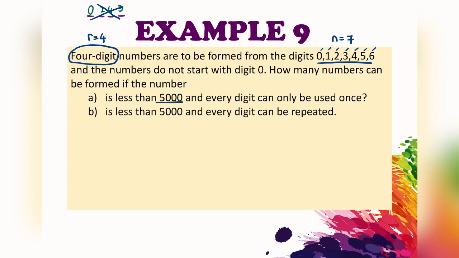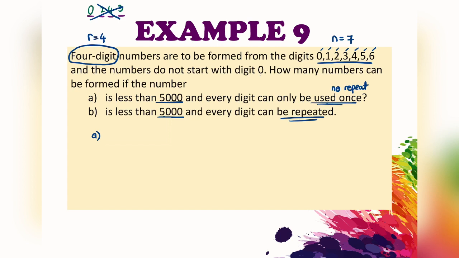For both part A and part B, the number that we need to form must be less than 5,000. In part A, every digit can only be used once, and for part B, digits can be repeated. For part A, if we cannot repeat the digits, and the number is less than 5,000, it does not include 5,000. So the only numbers we can have are less than that.